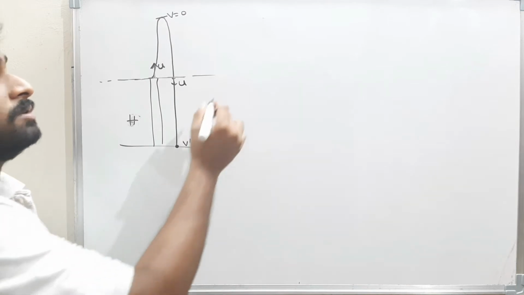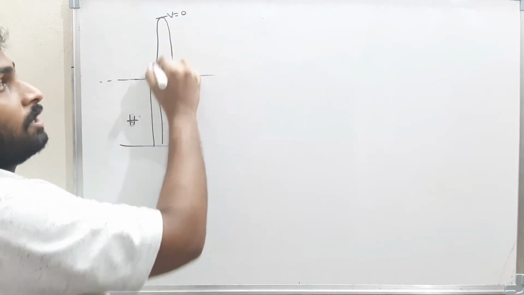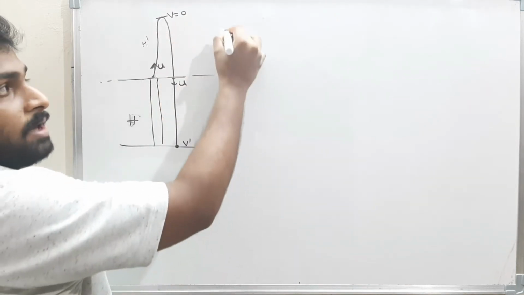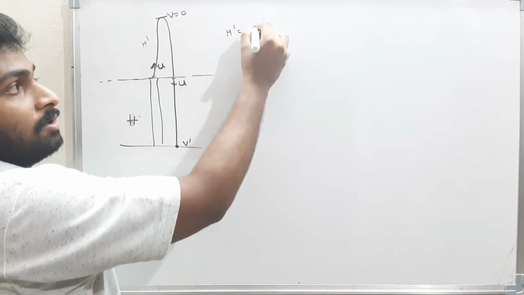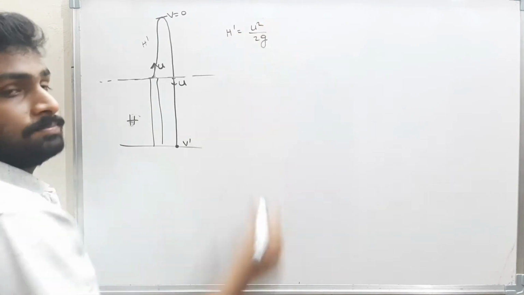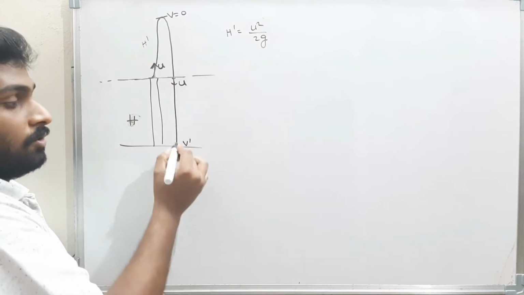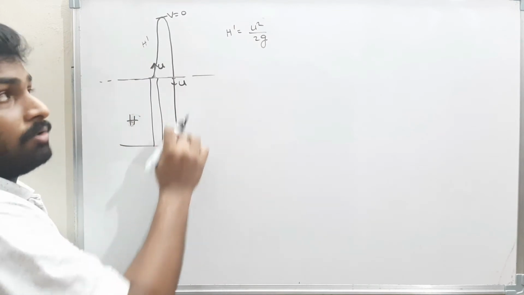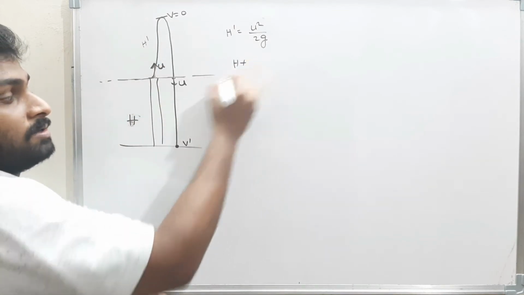Okay. Now what is the maximum height? Assume the height from here to here is h dash. What is the maximum height? The h dash is nothing but u square by 2g. Now what is the total height from the ground? The total height from the ground is h plus h dash.